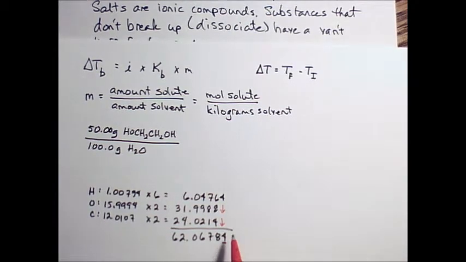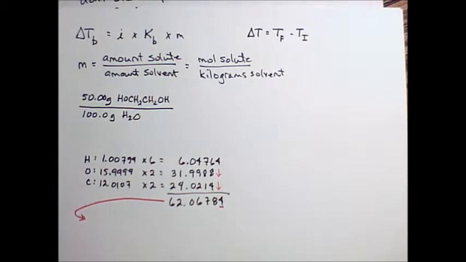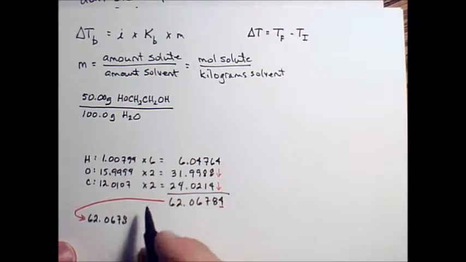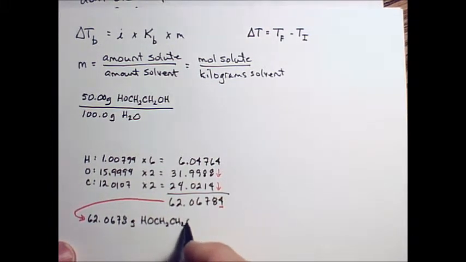We're going to underline it to show that it's insignificant. We're going to use an arrow to show that we're rounding off. Those operators have to be there. You get points for that on the test. And so we get 62.0678 grams of ethylene glycol, and that's equal to 1 mole of ethylene glycol.